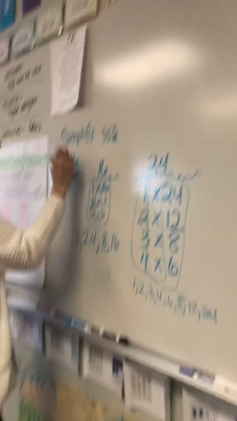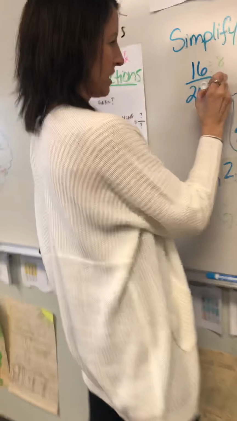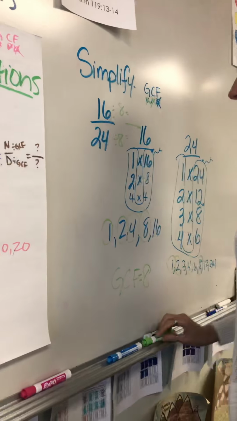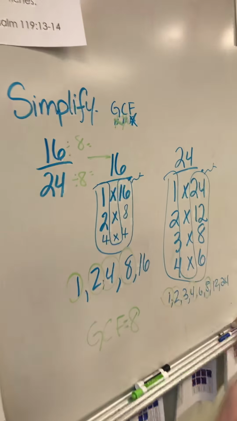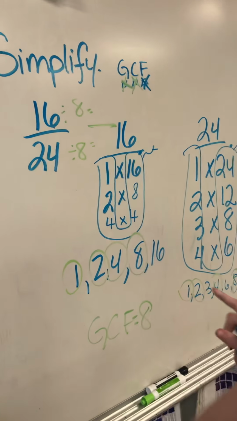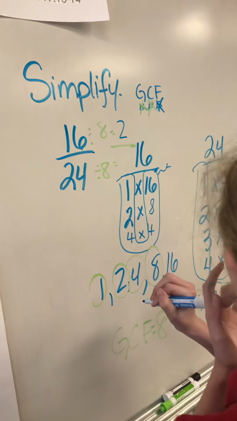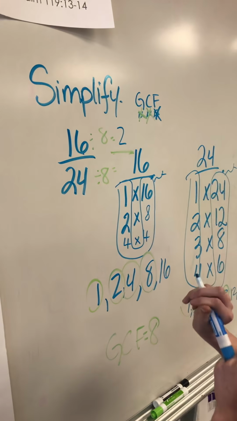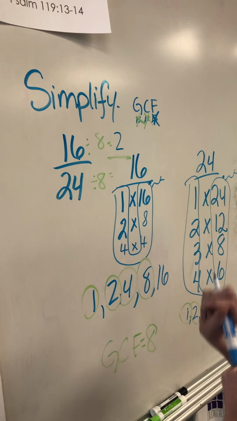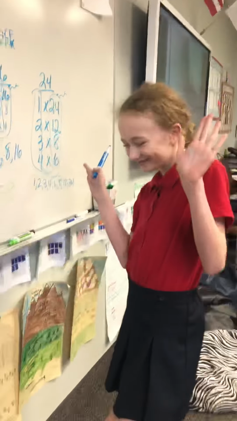So now I divide, step 2: divide the numerator and denominator by my GCF. So divided by 8, my assistant is going to find that simplified fraction. She's going to do 16 divided by 8. If she forgets, she's going to look at her snake because the answers are there. 8 times what equals 16? There we go. And then 24 divided by 8. 8 times something equals 24. Wonderful. And we have simplified. Yay.